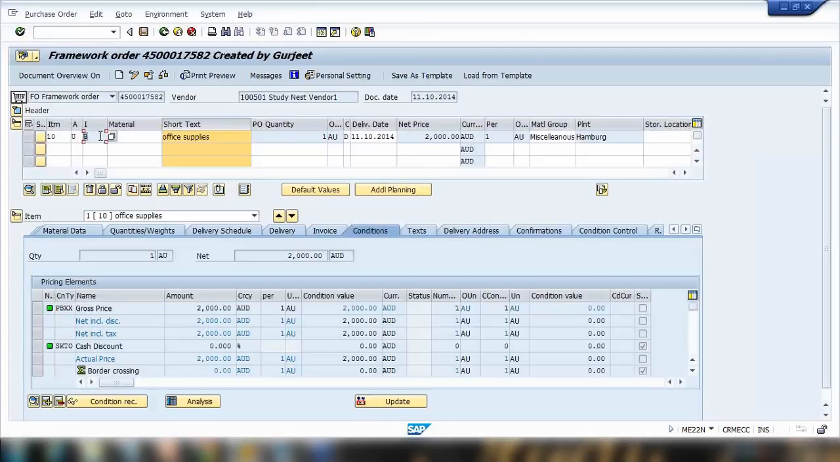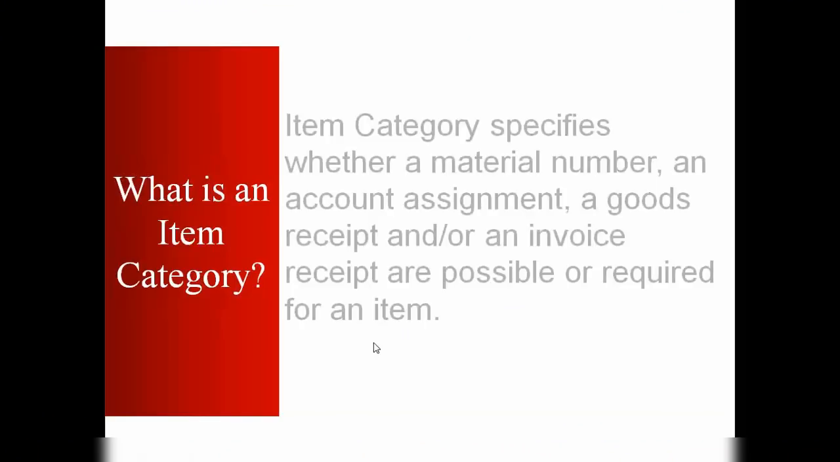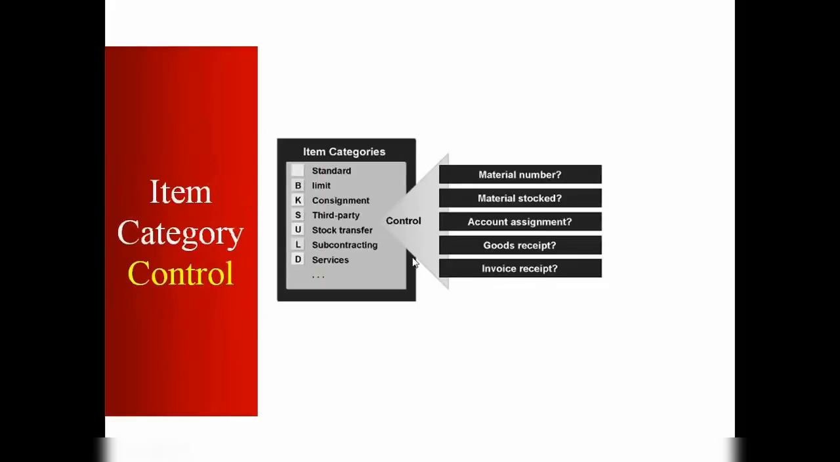We use B here, and because of B, it didn't allow us to do the invoice receipt. So these types of things are controlled from the item category, whether you can do the goods receipt, or whether the invoice receipt is possible, or what is possible and what is not possible. So that is controlled by the item category. Okay, so we have different types of item category. For example, these are the controls.